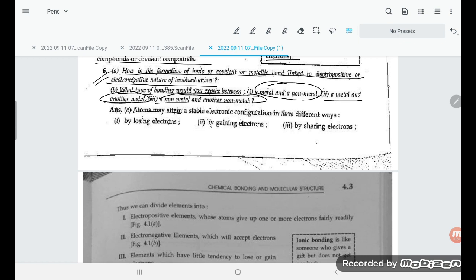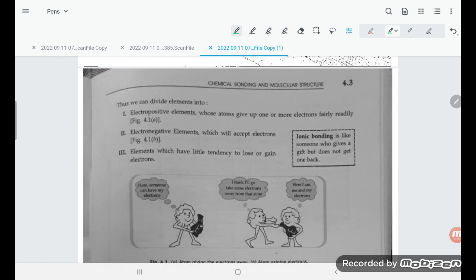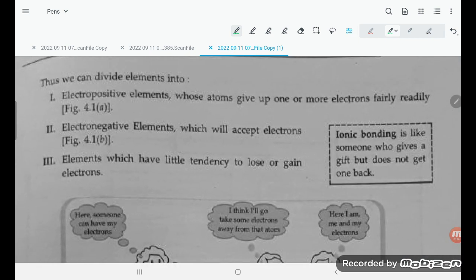So atoms may attain a noble electronic configuration in 3 different ways. What are the 3 different ways? That is by losing electrons, by gaining electrons, and by sharing electrons. These are the 3.